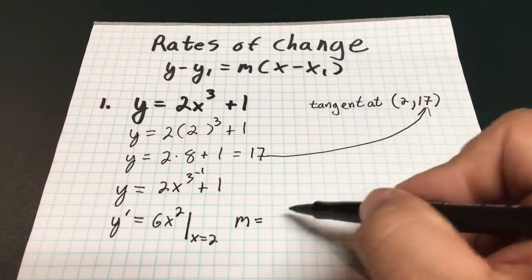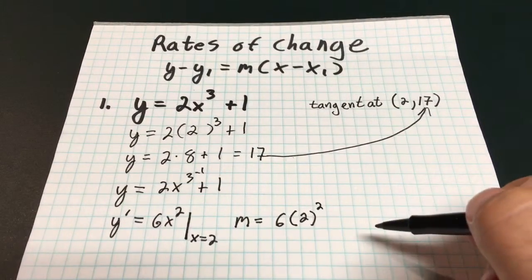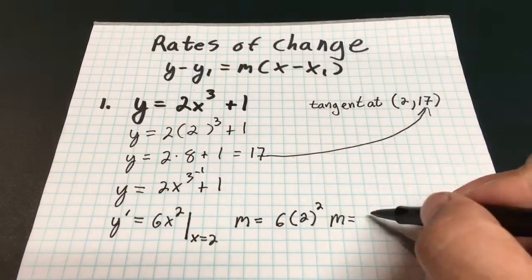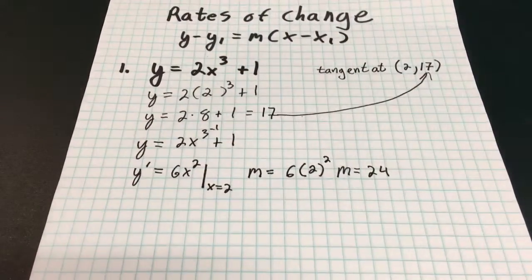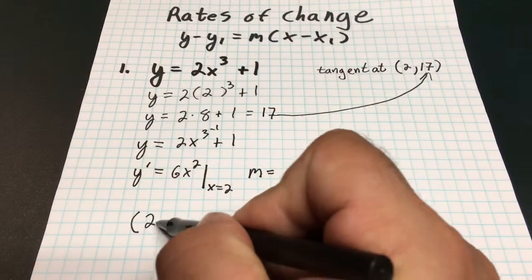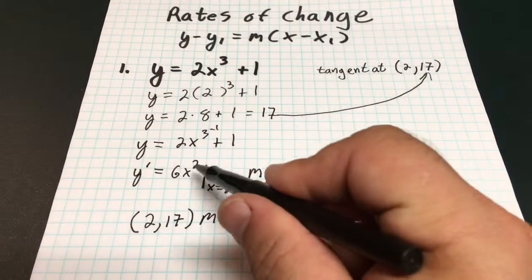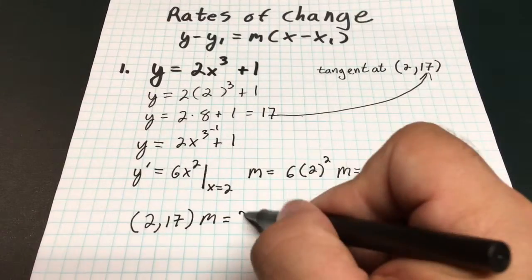So the slope is going to equal 6 times that value, 2 squared. In this case, my slope is going to equal 4 times 6. My slope is going to equal 24. I have a point, and I have the slope. The point is (2, 17) and the slope is 24. I found that by finding the derivative and evaluating the derivative at that point, x equals 2. So my slope is 24.